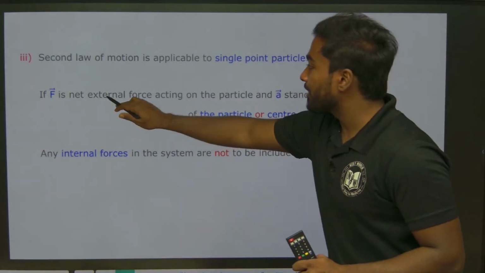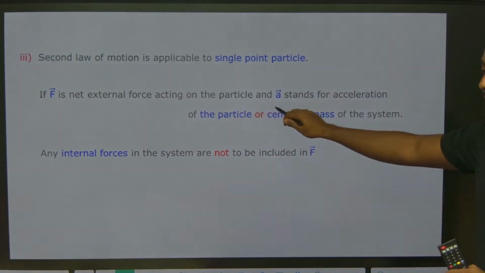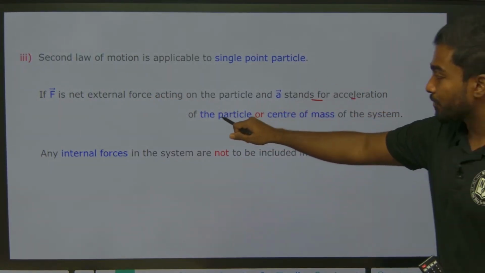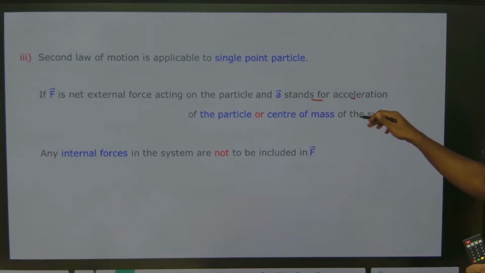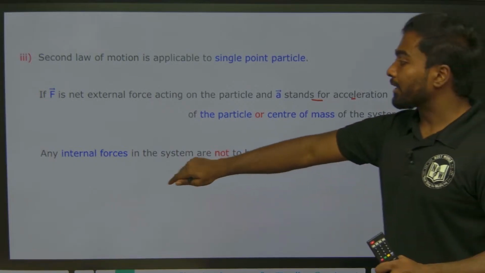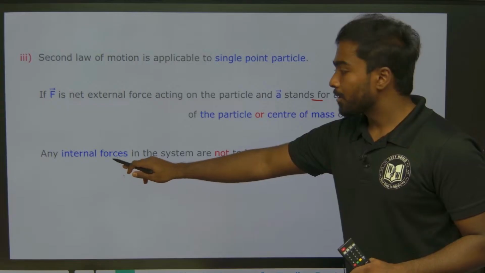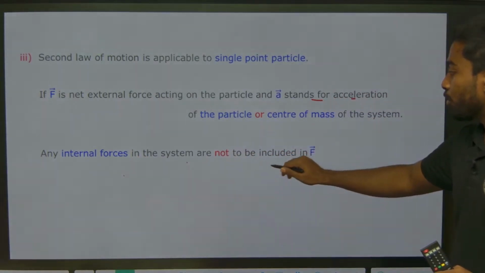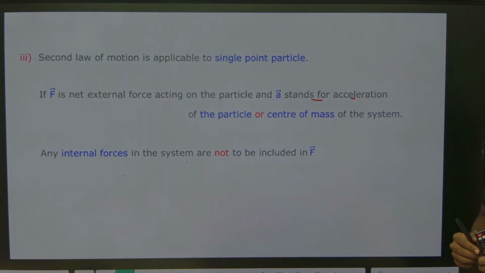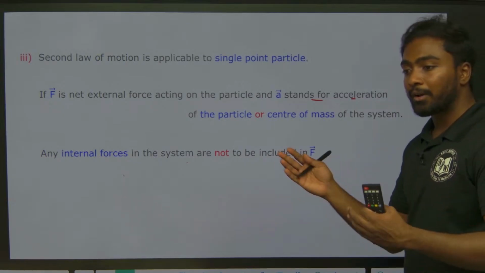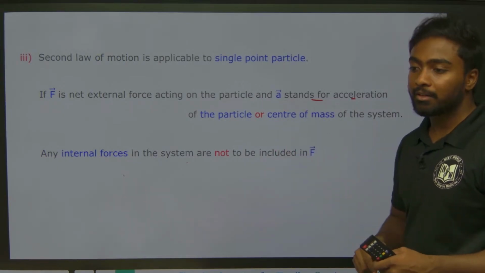If F is the net external force acting on a particle and A stands for the acceleration of a particle or center of mass of the system, then whatever internal forces are acting, internal forces in the system are not to be included in F. Okay. So, internal force is different, whatever the external force is applied is different.